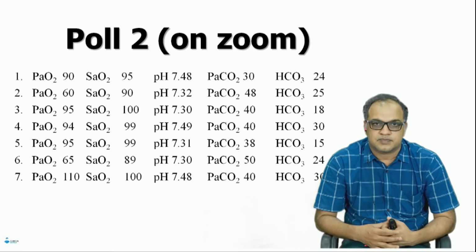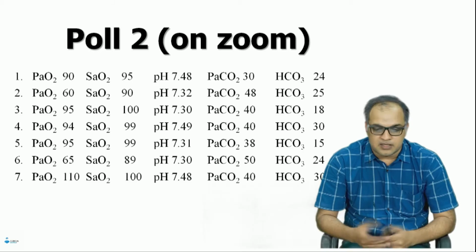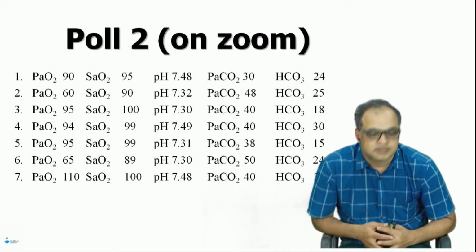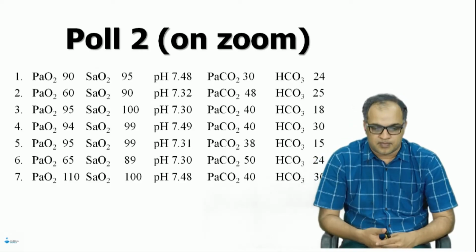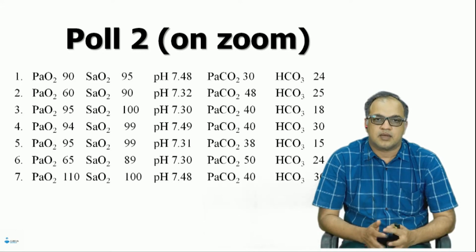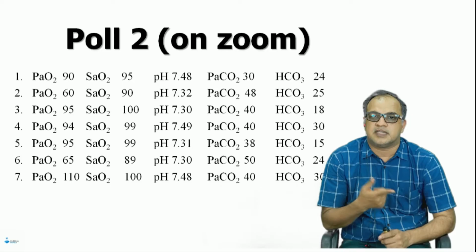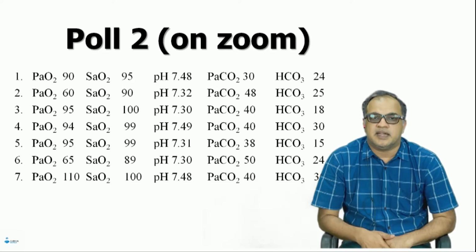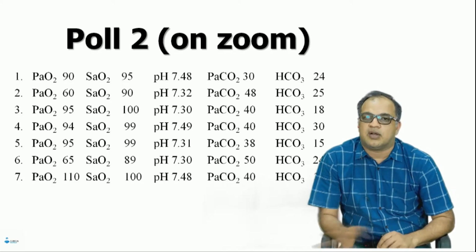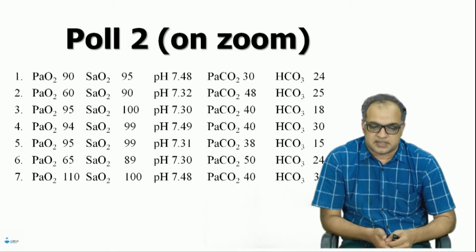I'll need more. Again, 20 is the target. First ABG, alkalotic. Which alkalosis? Bicarb is normal, PCO2 is less, respiratory alkalosis. Second ABG, pH is acidotic. Bicarbonate is normal or higher side. PCO2 is acidotic, respiratory acidosis.